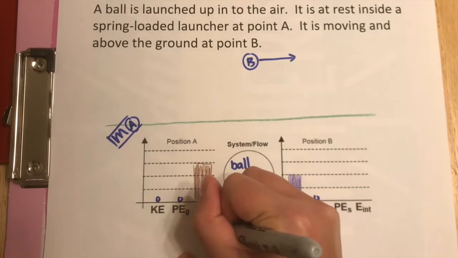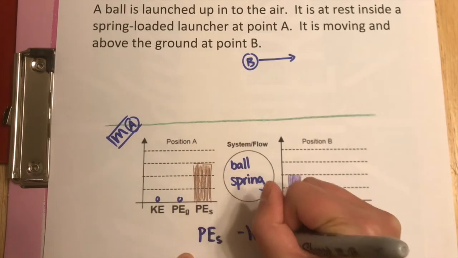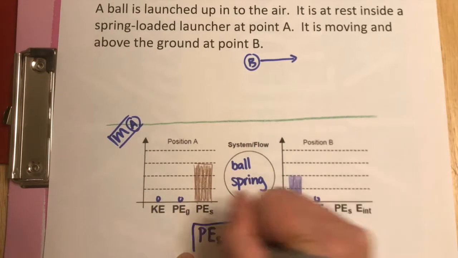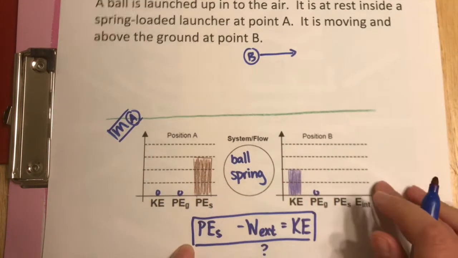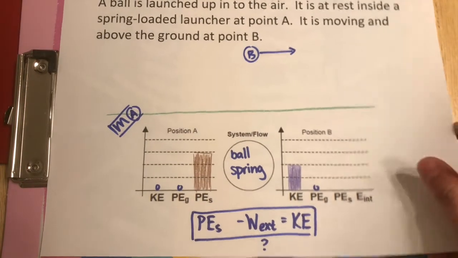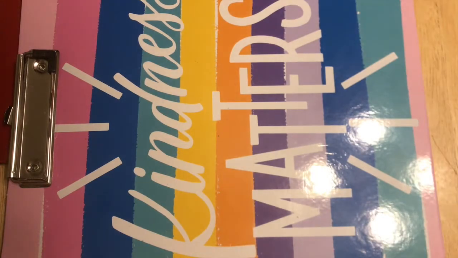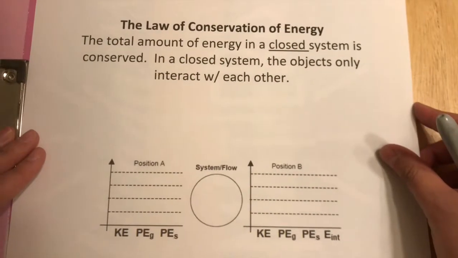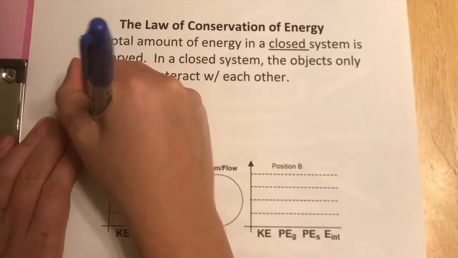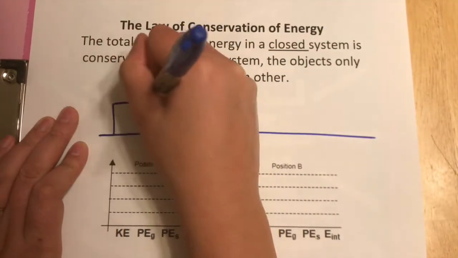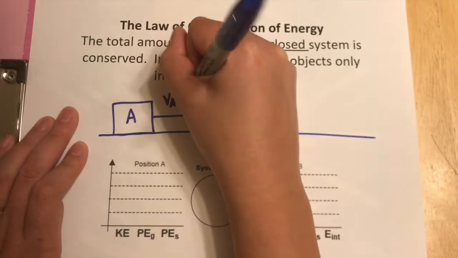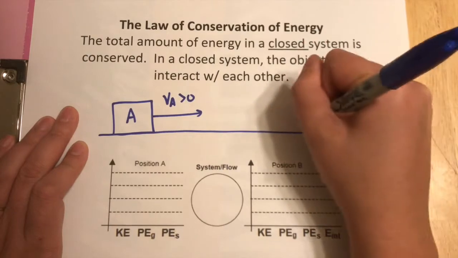Where did that quote-unquote loss come from? Well, there must have been work done by an external force that slows the ball down. And what force slowed the ball down? Gravity, because we forgot the Earth. So let's sum this up. The law of conservation of energy says that the total amount of energy in a closed system is conserved. In a closed system, the objects only interact with each other and no other items.